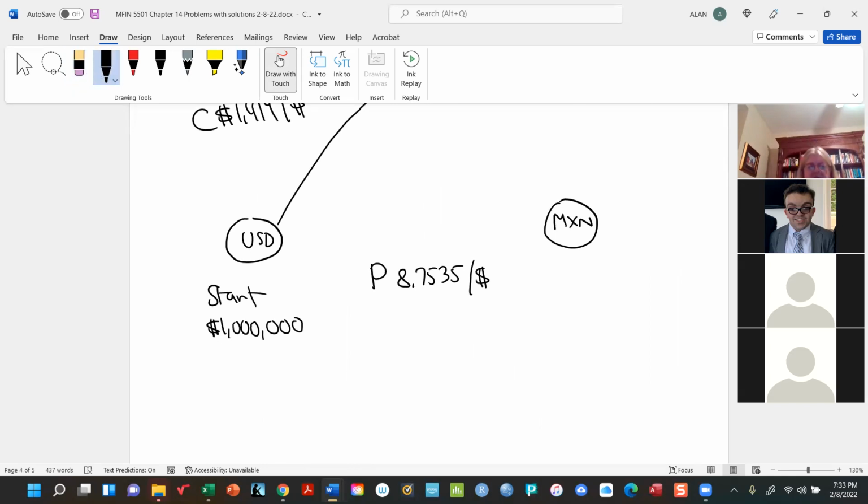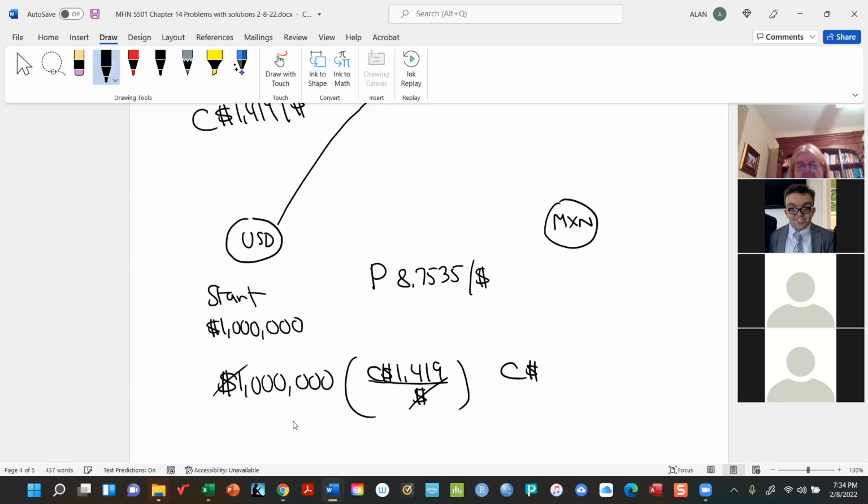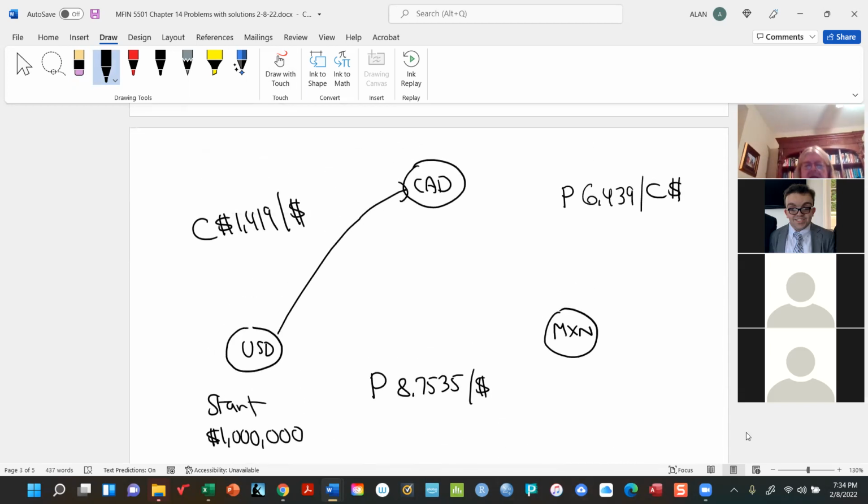All right. So in other words, your $1 million is multiplied by 1.419. And this one is straightforward because you can see now we can simply multiply. The dollars drop out. And so this converts into 1,419,000 Canadian dollars. All right, so we now want to go to Mexico. And the question again is, should we multiply or divide? Well, this one also turned out rather well.